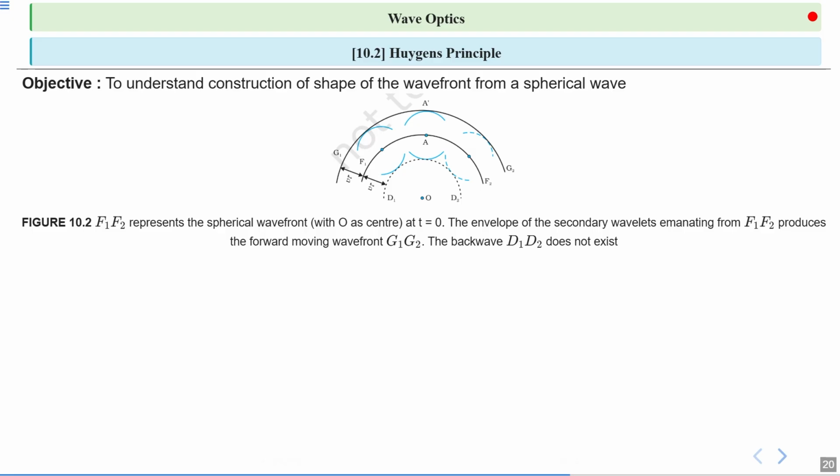So here our objective is to understand the shape of the wavefront emanating from a spherical wavefront. We will use figure 10.2 to visualize this concept, where F1, F2 represents the spherical wavefront with O at the center at time t equals 0. Notice how the secondary wavelets create a forward moving wavefront G1, G2, while the backward D1, D2 does not exist. The envelope of secondary wavelets emanating from F1, F2 produces the forward moving wavefront G1, G2.